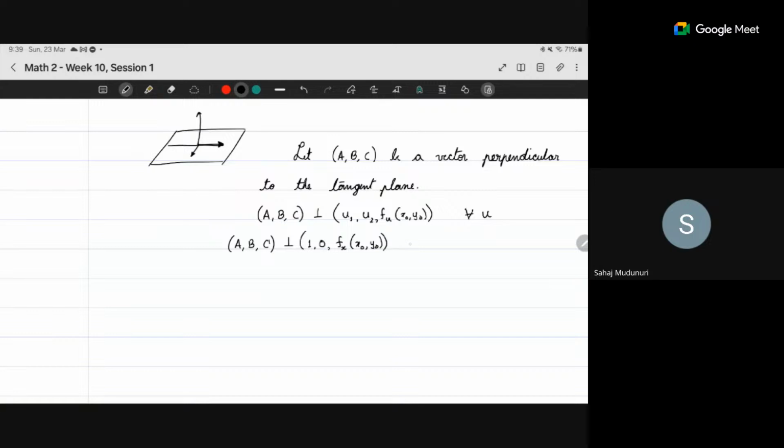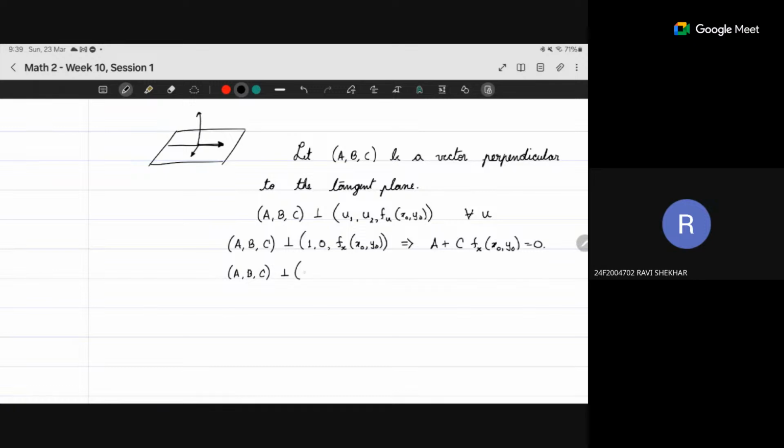So if this is orthogonal to this, what does this imply? What is the definition? Use the dot product formula. The dot product has to be zero. Is this not correct? Correct, sir.